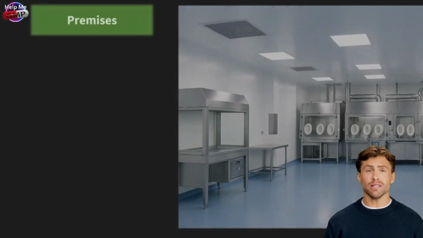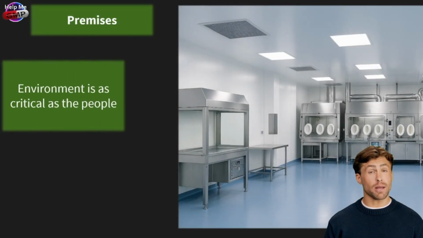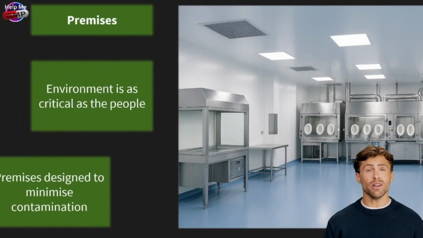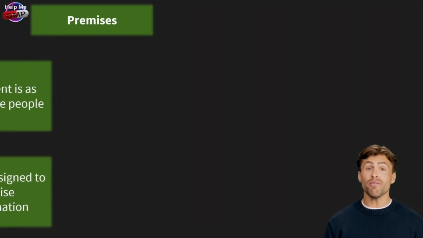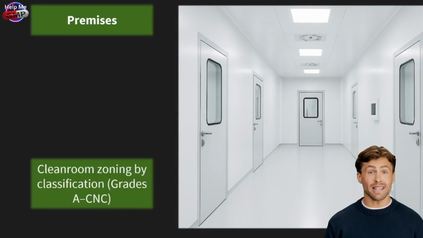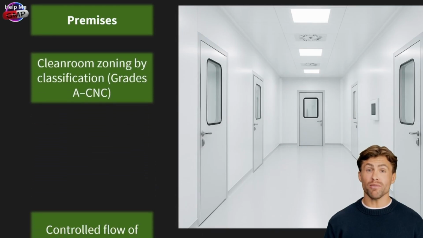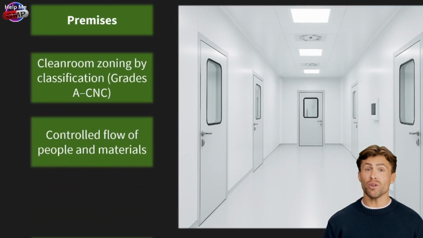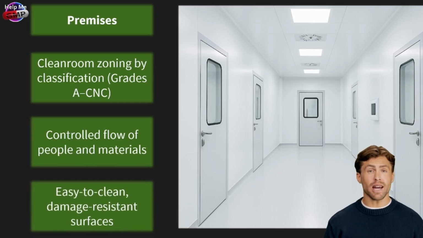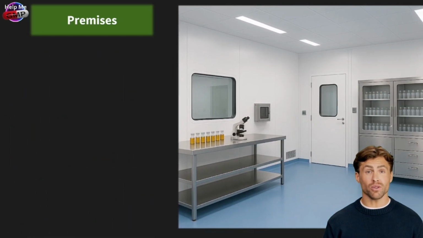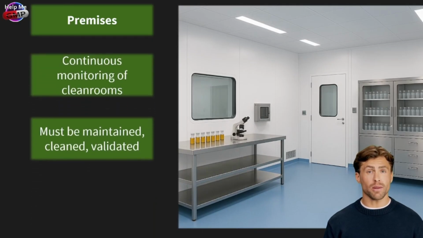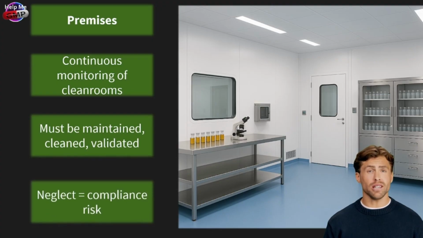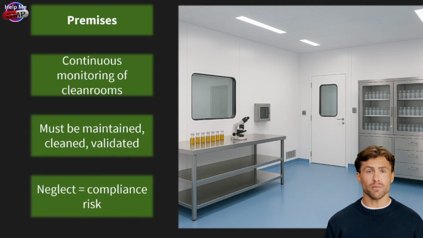The environment in which medicines are made is just as critical as the people making them. Premises must be designed to minimize the risk of contamination and cross-contamination. This involves careful zoning of areas based on cleanliness classification, controlling the flow of materials and personnel, and ensuring that surfaces are easy to clean and resistant to damage. Air handling systems must provide the right level of filtration and pressure control. Clean rooms require strict environmental monitoring to verify that the conditions are suitable for manufacturing at all times.